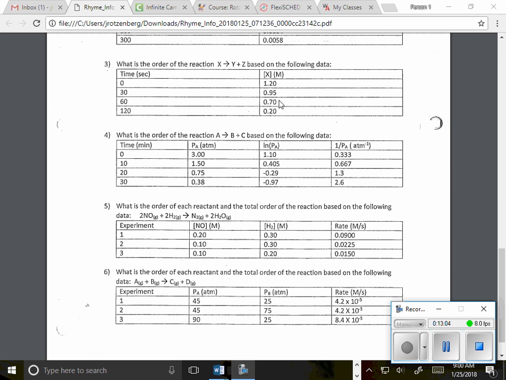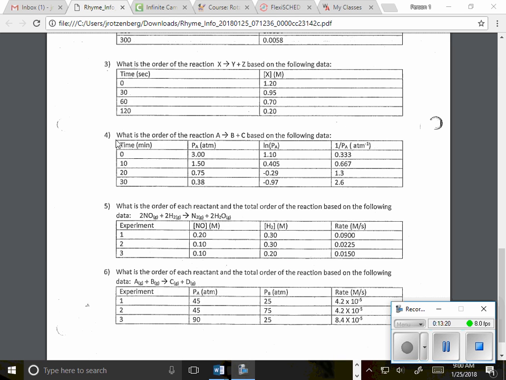What order did we get for question number 3? 0 order. Again, don't be tricked by the 60 to 120 jump. It changes by 0.25, 0.25. This one changed by 0.5, but it's twice as long of a time increment.